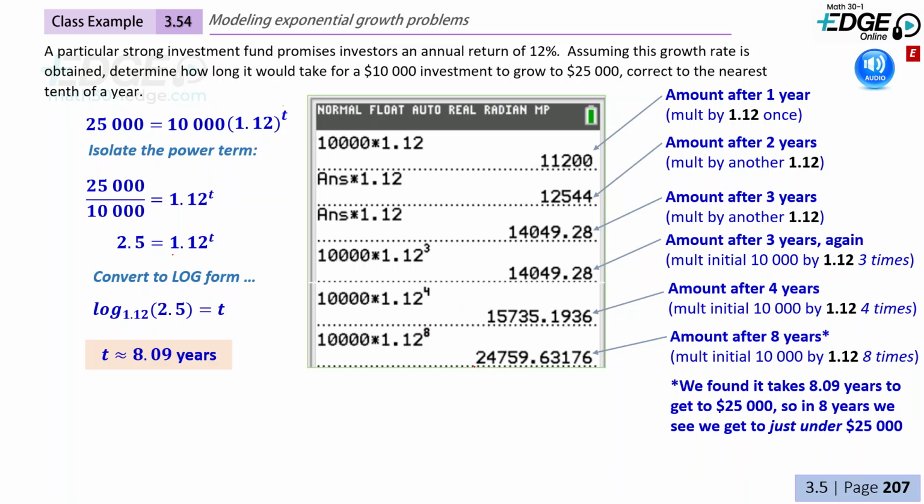We get $24,759. Well, that's in the right ballpark. Our answer was 25,000, and we figured it was 8.09 years. So it makes sense that we were just under 25,000.